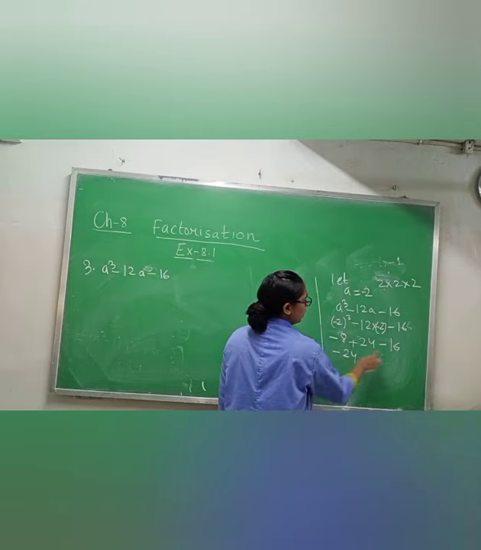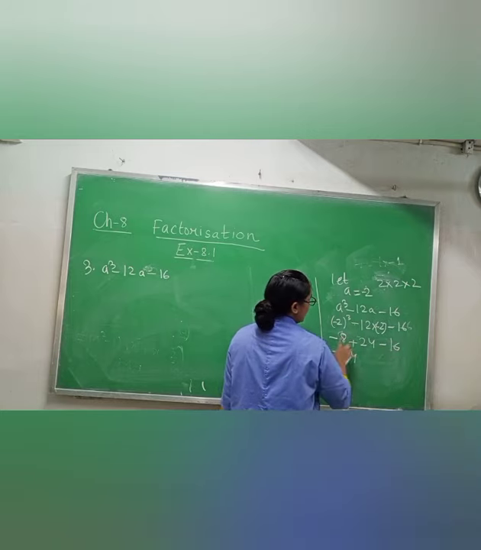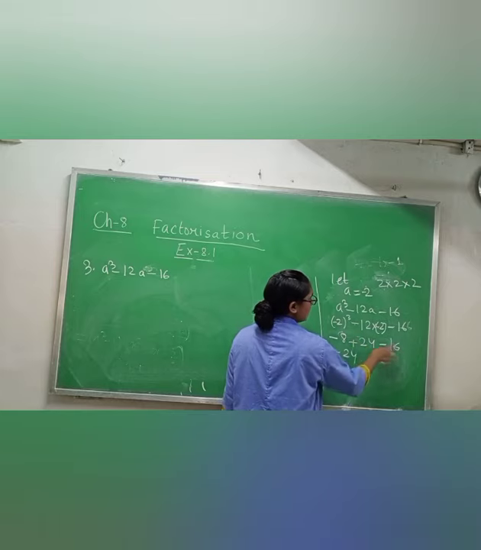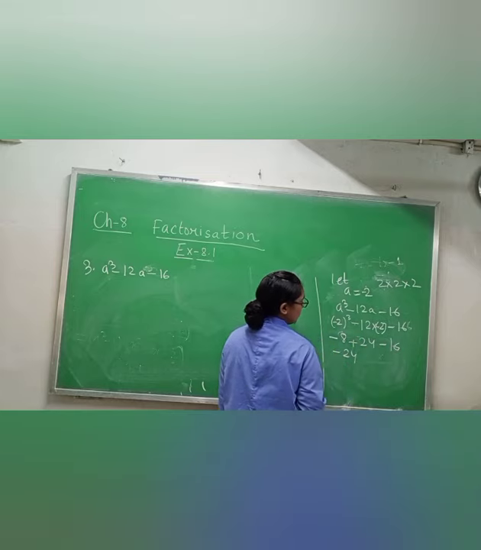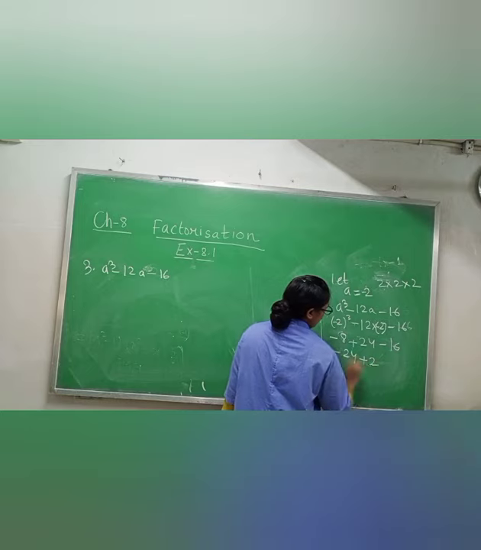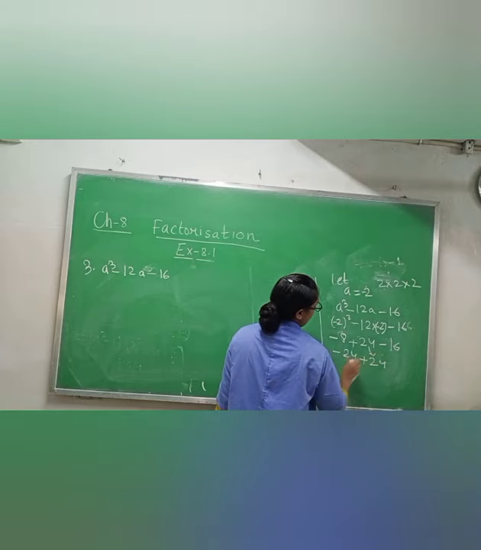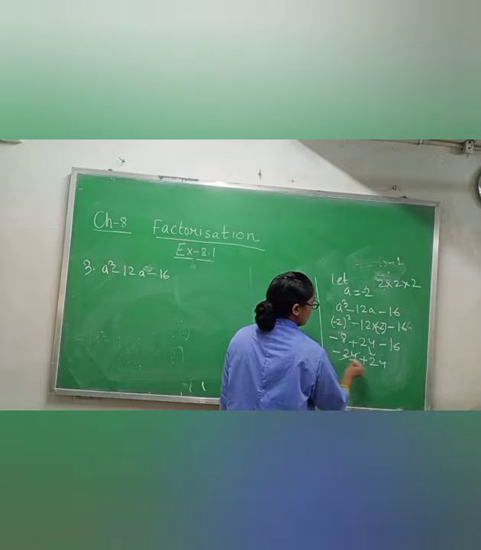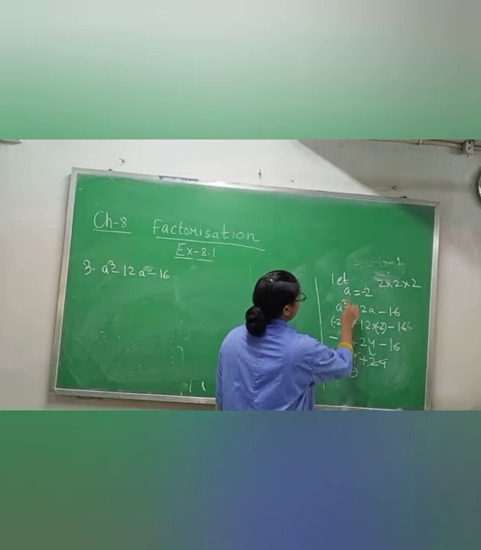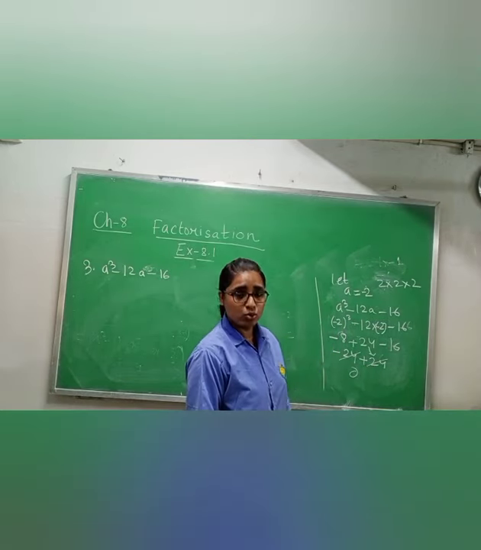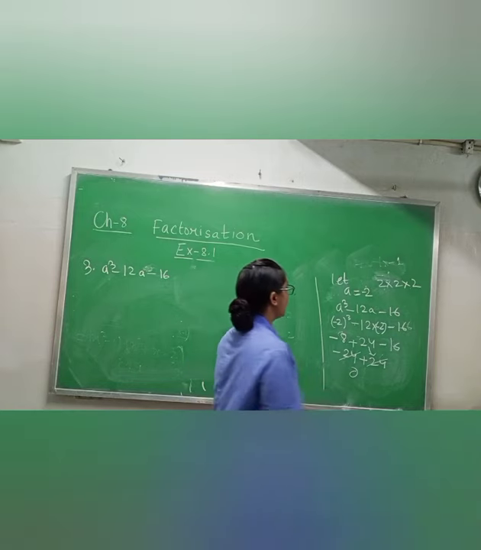But which sign we will put? The greater number sign. Which one is greater, 8 or 16? 16, and with 16 we have minus sign. That is why I am putting minus sign. Minus 24 plus 24 as it is. So minus 24 plus 24 will cancel. It means that when you take a equals to minus 2, then you are getting 0.